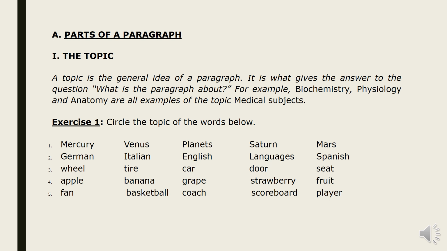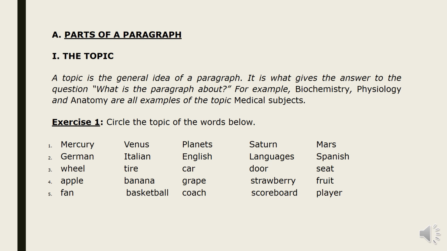If I am talking about cancer, about AIDS, and about, for example, any other disease, what is the main topic here? Diseases, okay? So the topic is one word. It's the general idea of the paragraph. If my paragraph is about Mercury, Venus, Saturn, and Mars, so my paragraph in general is about planets. If my paragraph is about German, Italian, English, Spanish, then my paragraph is about languages, and so on. So the topic is one general idea, one word, which is the general idea of the paragraph.